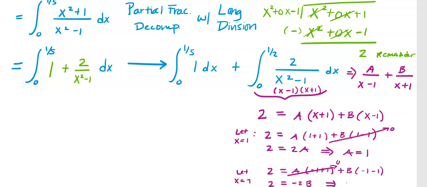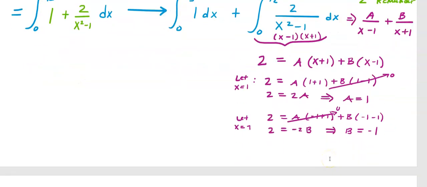And so that would tell us that b is equal to negative 1. So we now know what our a and b values are, so we need to do our antiderivative. Setting up those fractions just real quick ahead of time, our a number was 1, so that's going to be 1 over x minus 1, plus our b value, which was negative 1 over x plus 1.